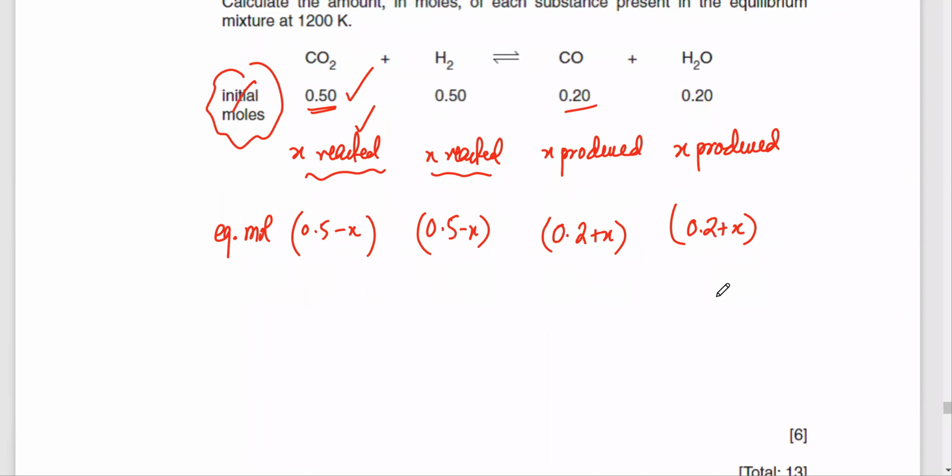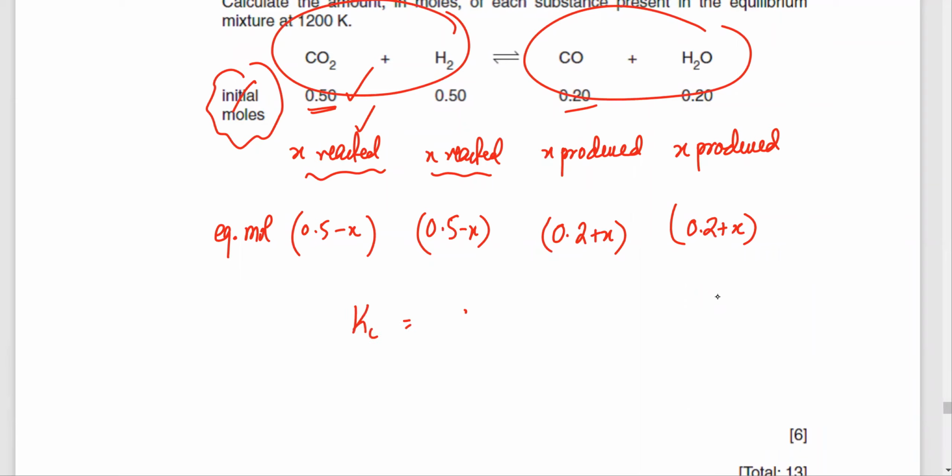And you can write the expression for Kc. It's products over reactants. All of them are 1 mole, so it would be 0.2 plus X multiplied by 0.2 plus X. All the powers are going to be 1 because the coefficient is 1. And divide by 0.5 minus X, which you can simply write as 0.5 minus X into 0.5 minus X. So that's squared. So that's your expression, and the value was 1.44. This should come out to be 1.44.